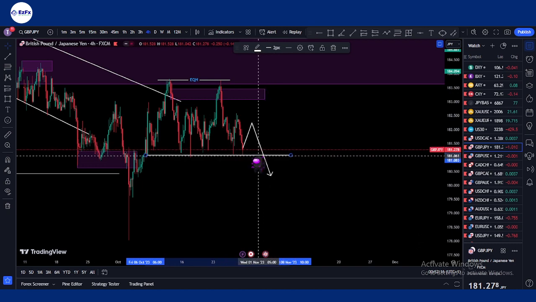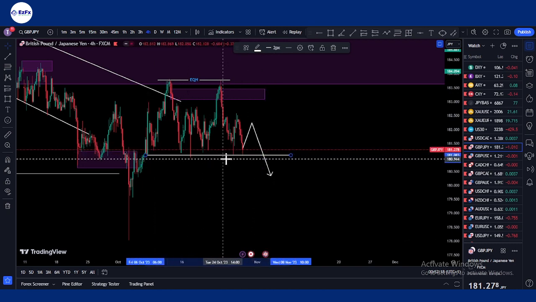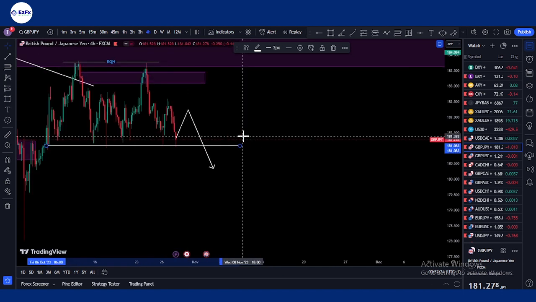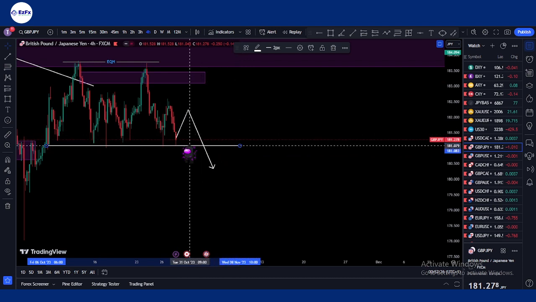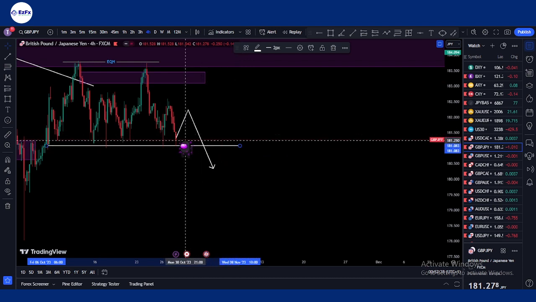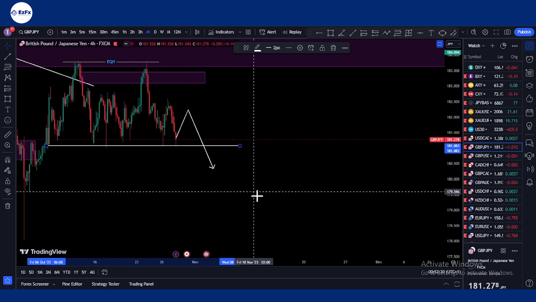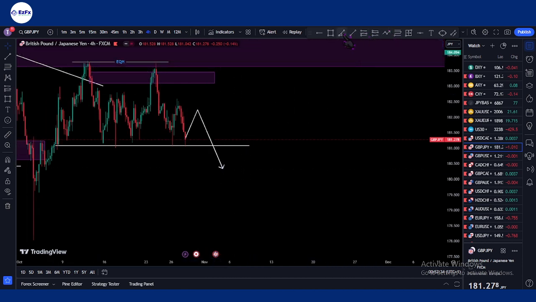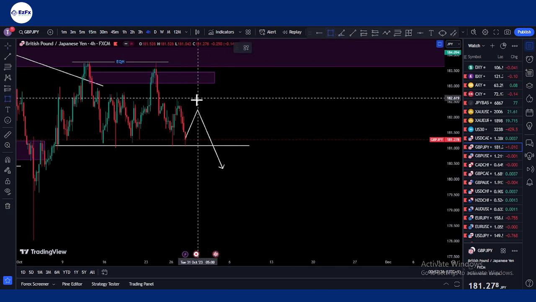All right, but since we've had multiple touches of this support and it hasn't been broken yet, I just want to see price get rejected possibly one more time towards the upside. And then we get to see price finally being able to break that support. So I just want to watch out for something towards that end.